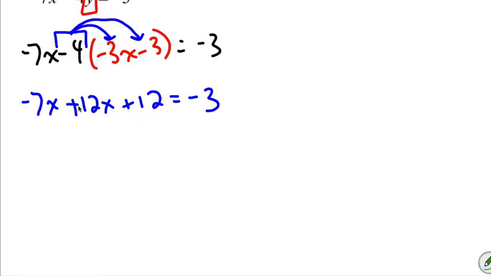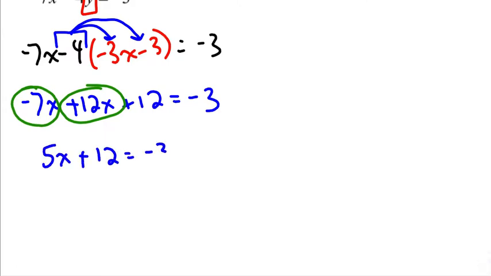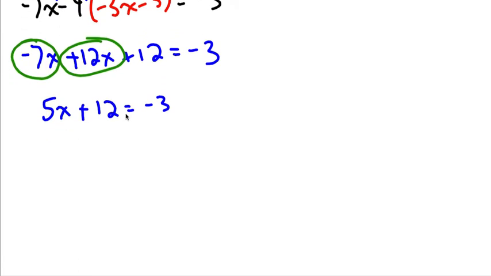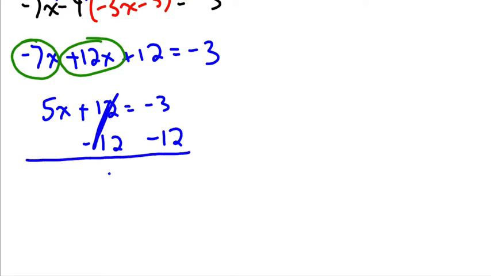Now, combine your like terms. Negative 7x plus 12x. Add those together. Negative 7 plus 12 is 5x. Plus 12 equals negative 3. So next we need to move the 12. So it's a positive 12, so we need to do the opposite and subtract 12 from both sides. So subtract 12. 12 minus 12 is 0. Those cancel. So I'm left with 5x equals negative 3 minus 12 is negative 15.